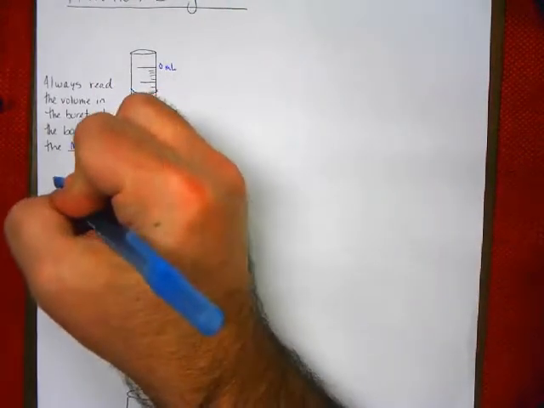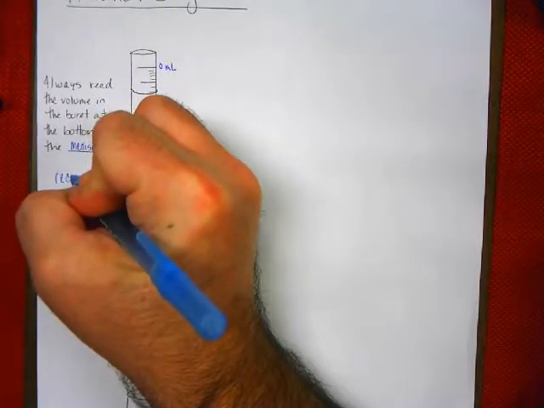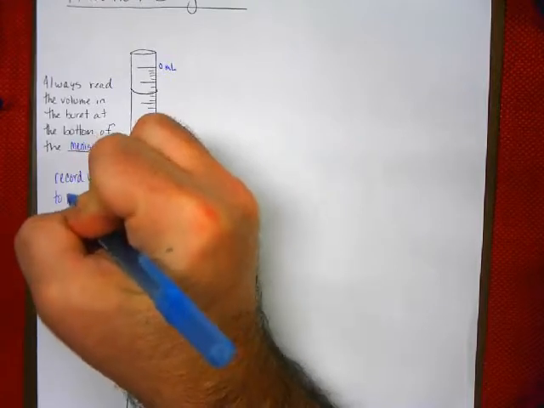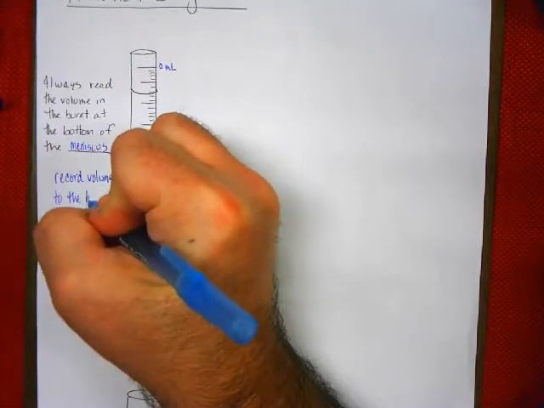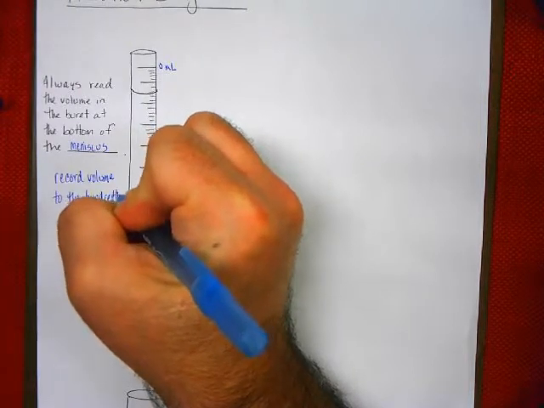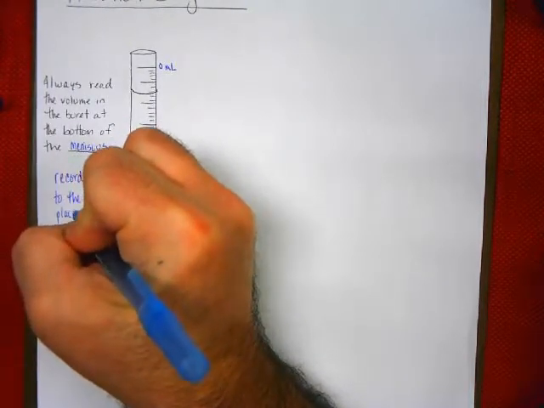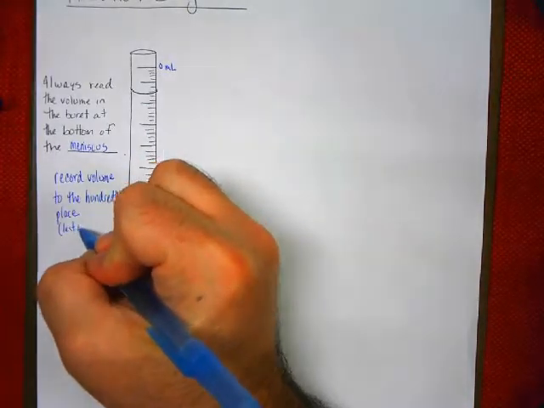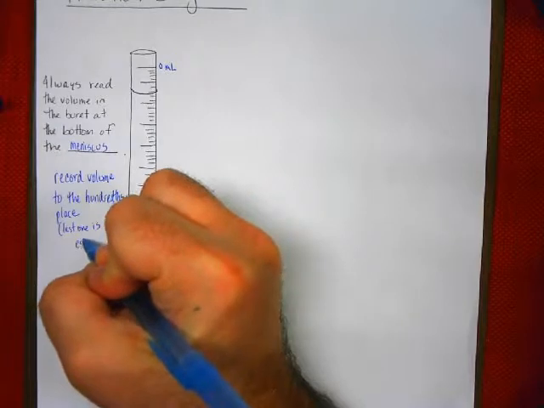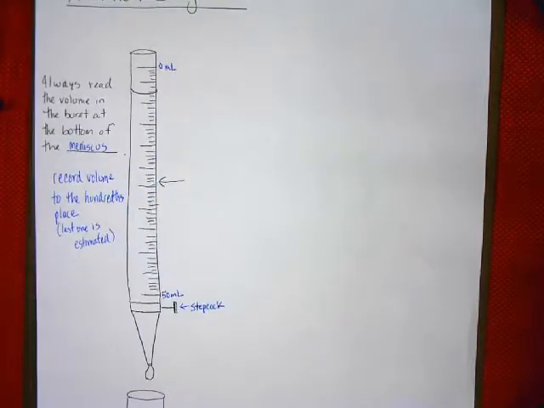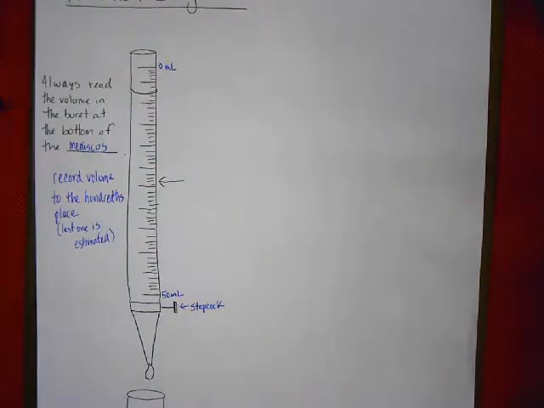So we're always going to record volume to the hundredths place. So 2 decimal place values. The last one is estimated. So try not to use 0 and 5 as your last estimations.